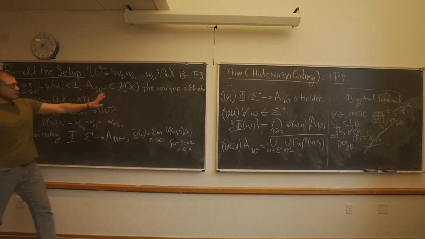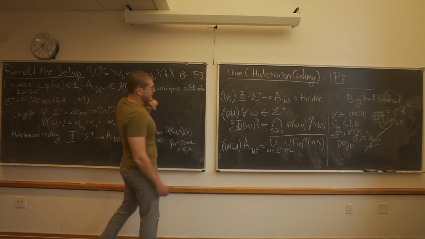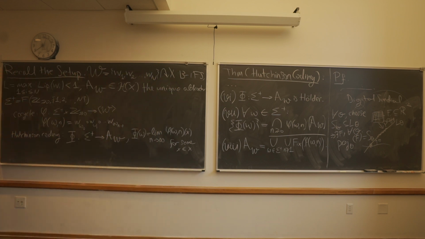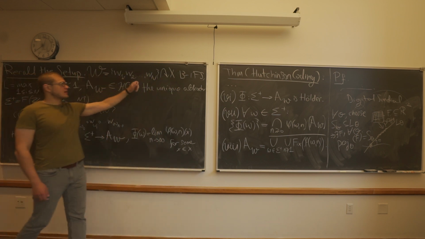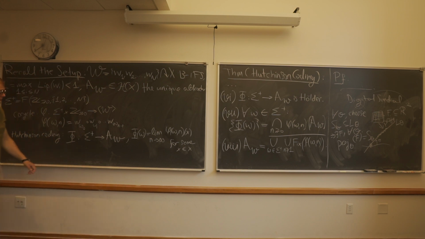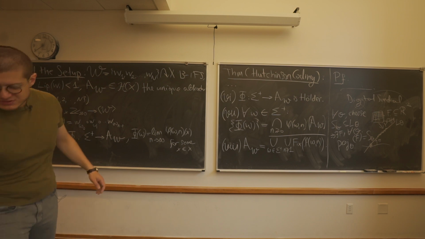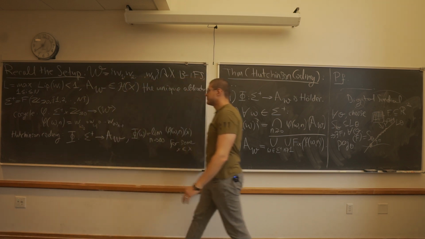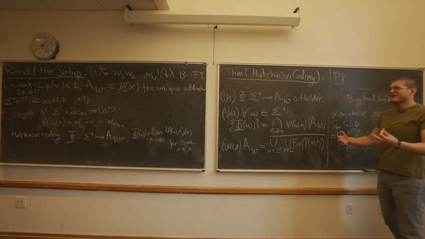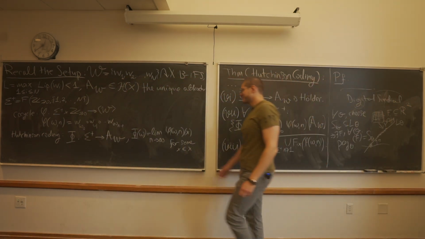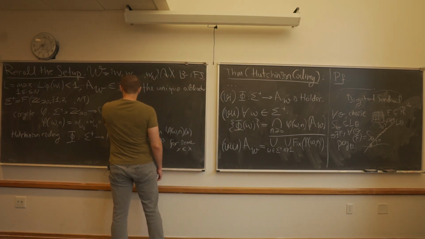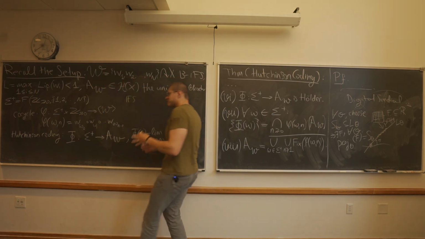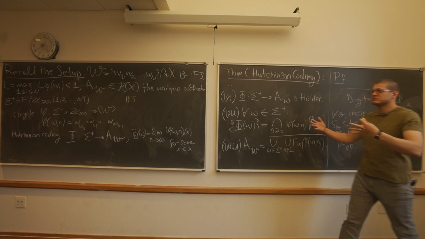I have a B-IFS, which by definition means that I have X, which is a complete metric space, and I have finitely many, 1 to n, contractions. Regarding notation, perhaps I should mention something. The name of the IFS is uppercase curly W. So by definition, an IFS is a collection of functions.